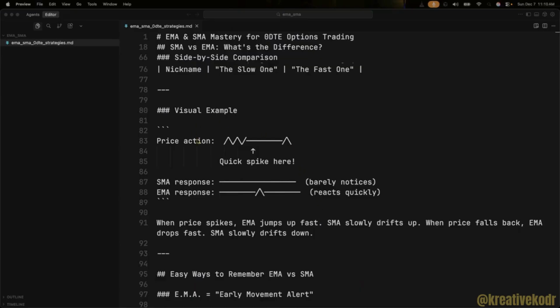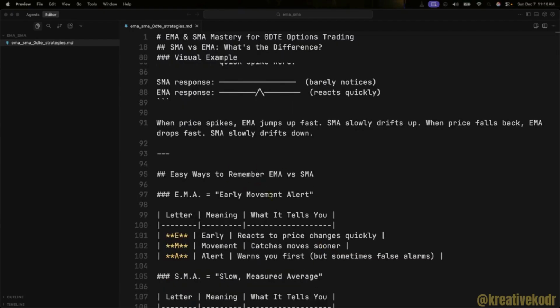All right, so let's talk about the visual representation. So this is QQQ, right? And then we have a price spike here. The SMA response barely notices it, but the EMA response reacts quickly to what's happening, right? So when the price spikes, the EMA jumps up fast while the SMA slowly drifts up. When the price falls back, the EMA drops fast while the SMA slowly drifts down.